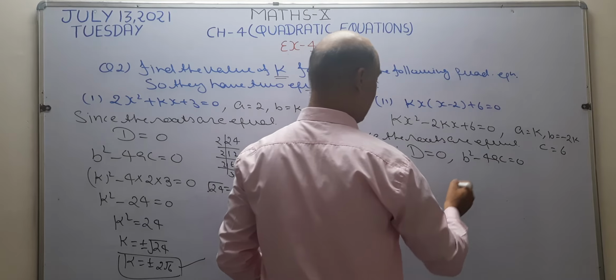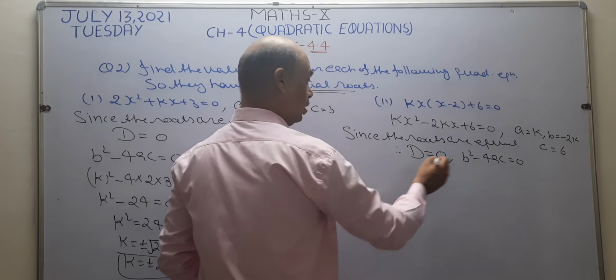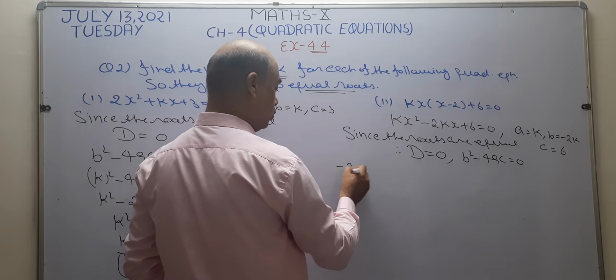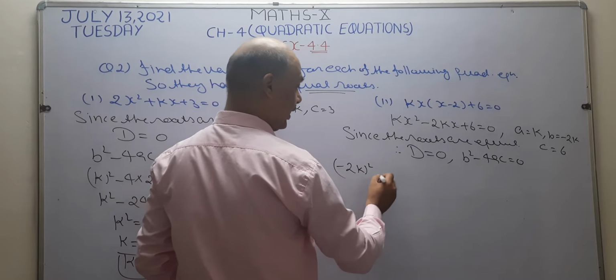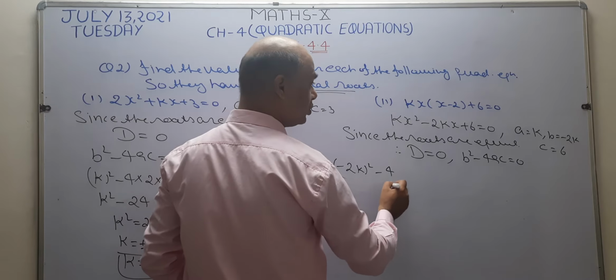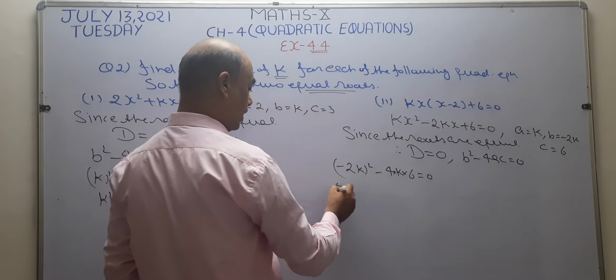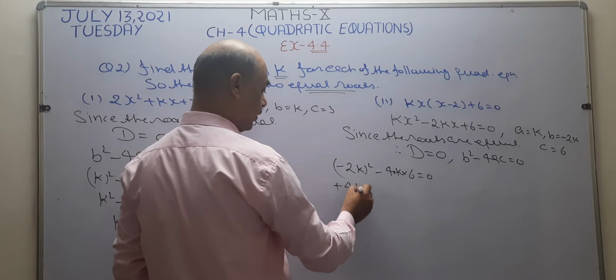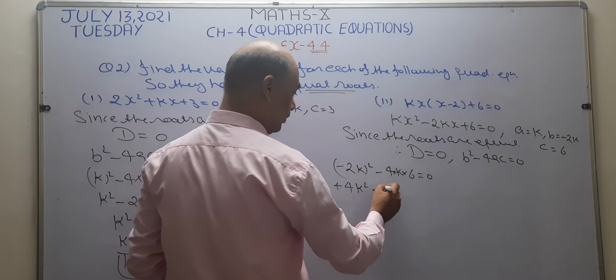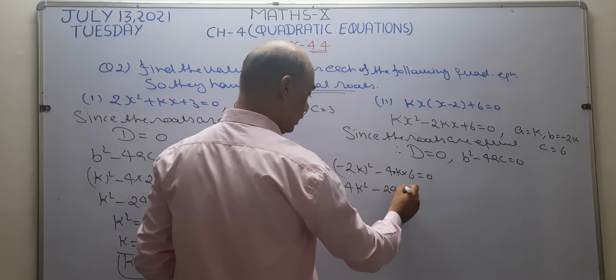So I want to put in these values. Instead of b, I write minus 2k, and the minus sign is there. After that, 4 is there. The value of a is again k, and the value of c is 6, equal to 0. Now the square of minus is plus, the square of 2 is 4, and the square of k is k square. So this becomes 4k square minus, 6 4s are 24k.